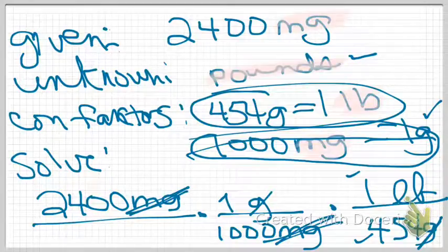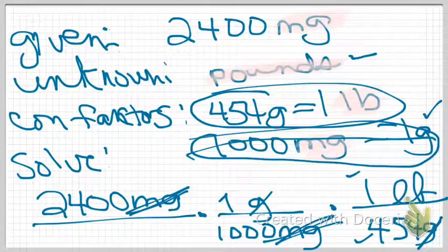In fact, I've got a calculator right here. Let's kind of do that together. 2,400 times this 1 divided by 1,000 times this 1. Of course, you know that doesn't change anything. And then divided by 454. And that gets 0.005. Actually, it's 0.005. Is what I got.